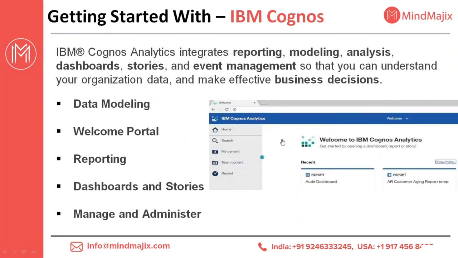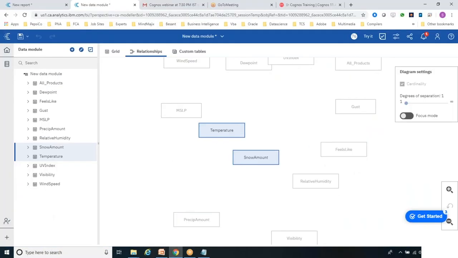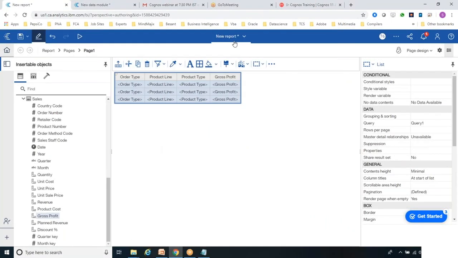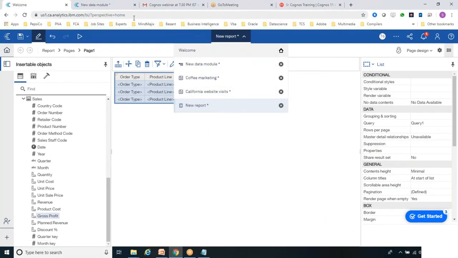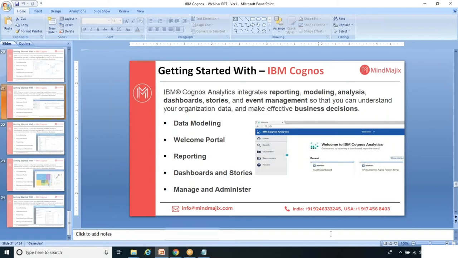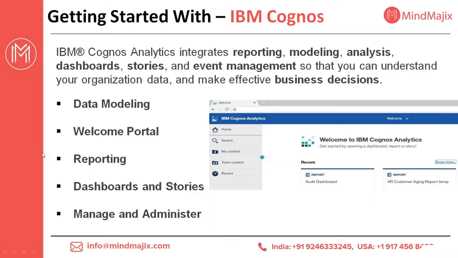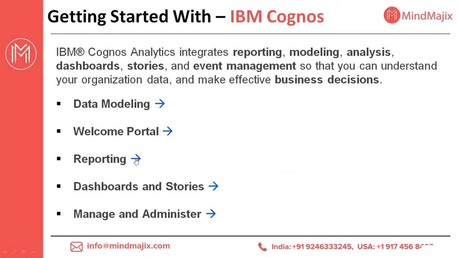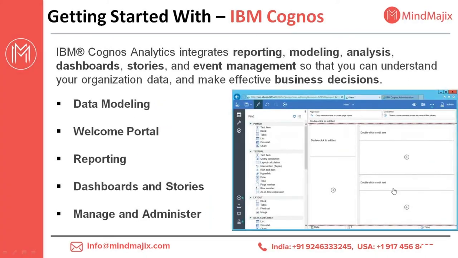Then we will log into our IBM Cognos welcome portal, like this one. This is the welcome portal, and this is the URL. And then we will do reporting. This is the reporting interface.